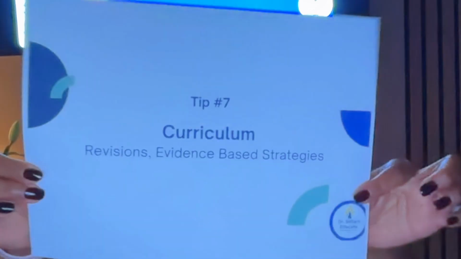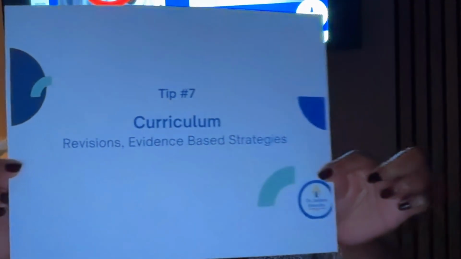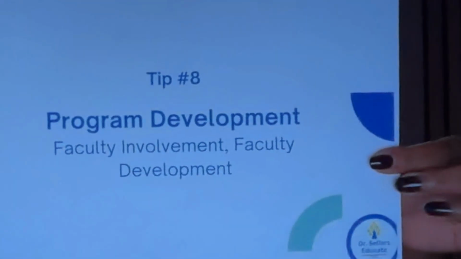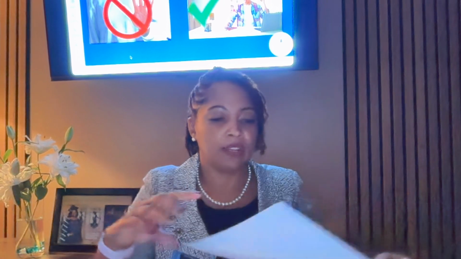Tip number 7 is curriculum. Thinking about what changes are we going to make, where do we get that data from to determine the changes we're going to make, and how do we document those? How do we know they've made a difference? And then we want to be able to use evidence-based strategies, go into the literature, looking at standards that are established by our professional organizations before we make that final decision. All right, so tip number 8 is going to be program development. What changes are we going to make? Well, first, we want to make sure our faculty are involved and that we engage in faculty development, just like what you all are a part of right now.